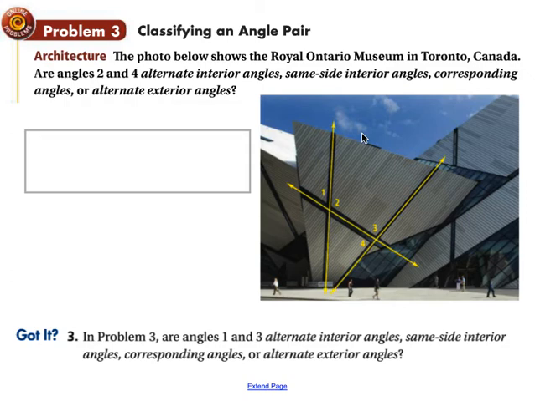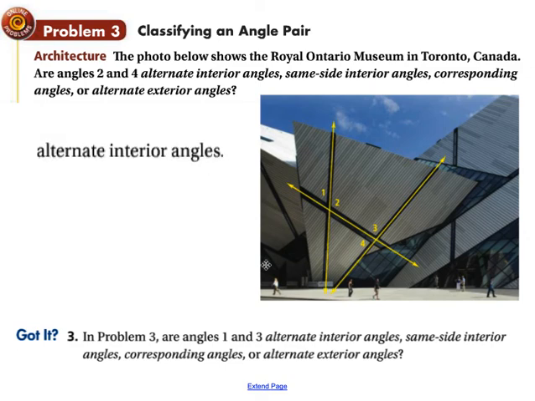Problem number 3, classifying an angle pair. In this photo of a museum in Canada, are angles 2 and 4 alternate interior angles, same side interior angles, corresponding angles, or alternate exterior angles? Well, if we look at 2 and 4, they're definitely interior angles, so we can eliminate any exterior angle options. And they are on opposite sides of the transversal, so that would make them alternate interior angles.